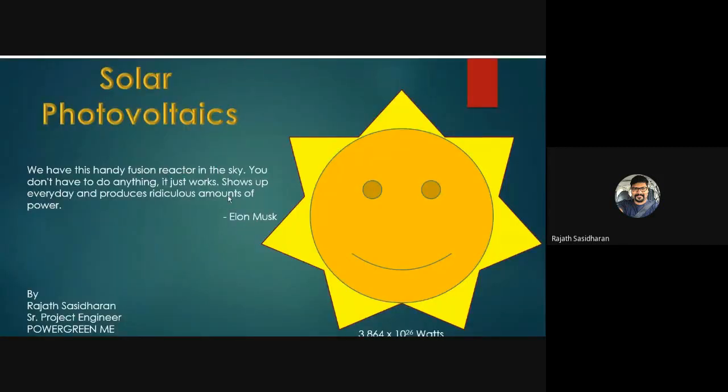Perfect. Anyway, so this 3.864 times 10 to the power of 26 watts is just produced at the sun's outer layer, and it is not coming to the earth. When it reaches earth, we start quantifying that in other terms. It's called watts per meter square, and we receive somewhere around 1,300 watts per meter square.